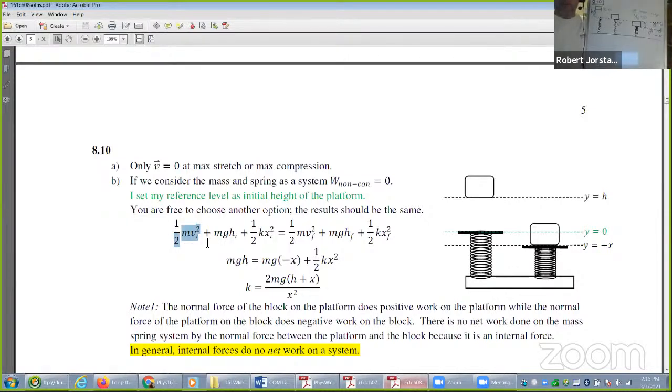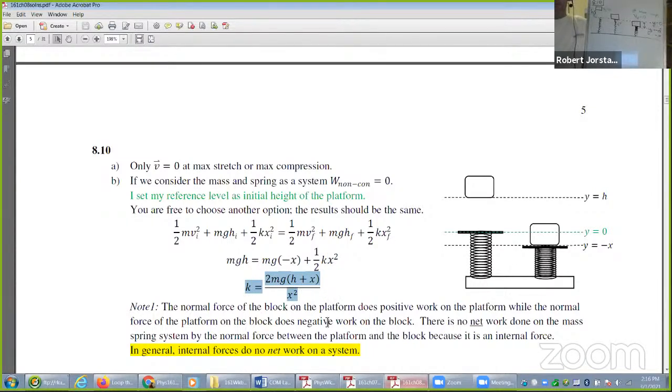It was released from rest. The initial height we called h. And then the initial spring energy was 0 because it's not touching the spring yet. At the end, velocity is again equal to 0. The height final is negative x. And then the distance it gets squished, 1/2 kx squared. This is the spring energy. Now we see there's an x squared in here. And so if we wanted to find the spring constant, this would be one way to do it.